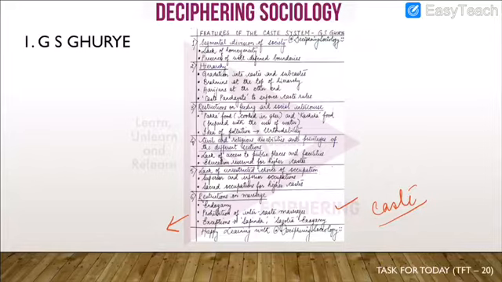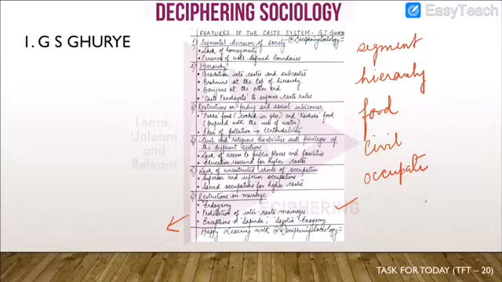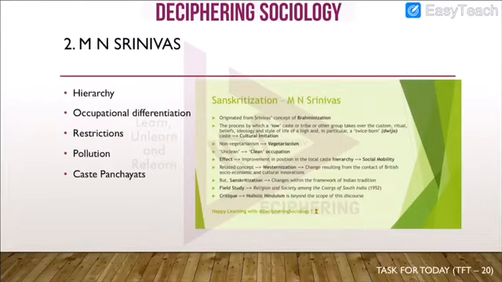So in short, if you want to understand G.S. Ghurye, the first point will be segmental division of society. Second will be hierarchy. Third will be food habits and social intermingling. Fourth will be civil and religious rights. Then occupation. And finally, the concept of marriage.